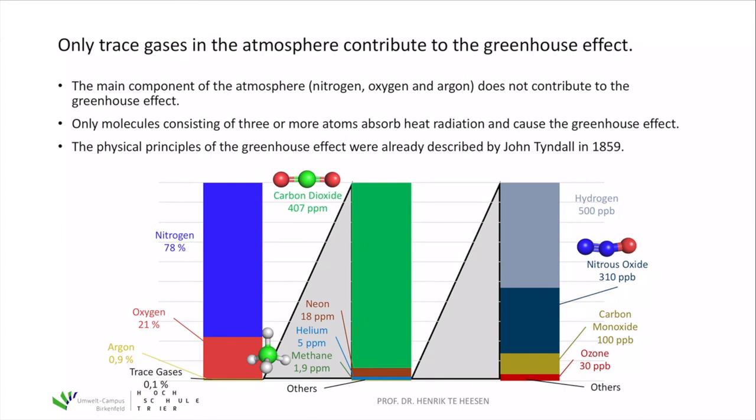And finally, the physical principles of the greenhouse effect have been described in the past. John Tyndall described this effect in the middle of the 19th century, and Arrhenius was the first to describe the greenhouse effect in the 19th century. So this is well known, well understood, based on the physical laws we know. So that's not new. It's well known and well understood why these molecules contribute to the greenhouse effect.